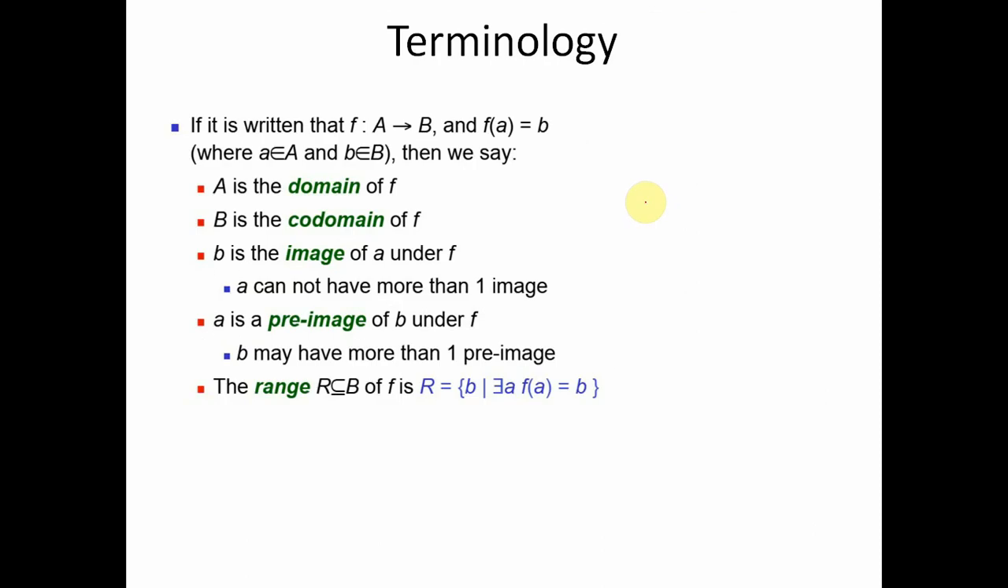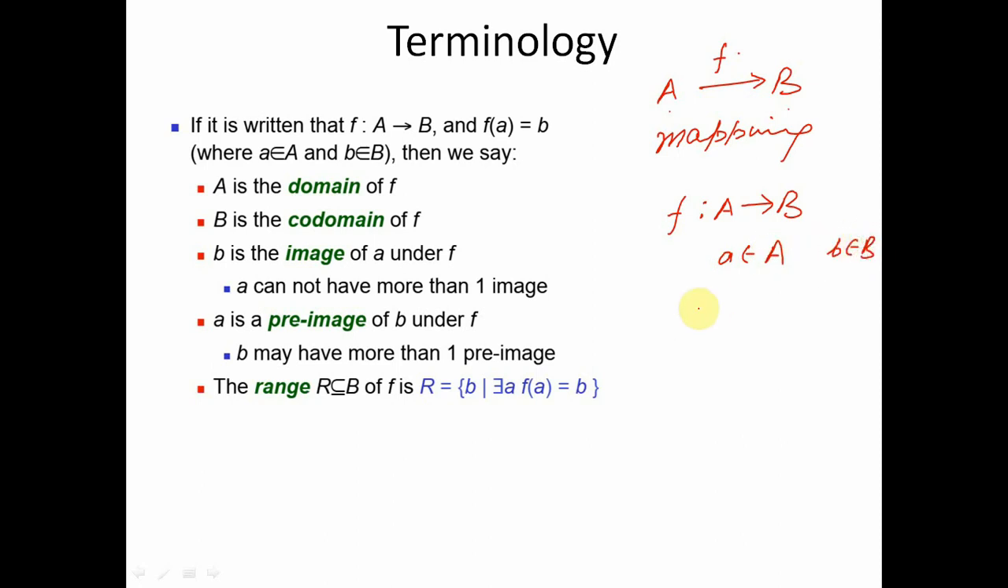Now let's talk about certain terminologies. Say for example, if we say that there are two sets, set A and set B, and we say that there is a mapping from A to B, a function is also called a mapping. So if there is a mapping from the set A to set B, it is written as f: A to B. And we can also say if a is an element of A and let us say b is an element of B, we can also say f of a is equal to b, the mapping of a is b. Now let us say certain terminologies.